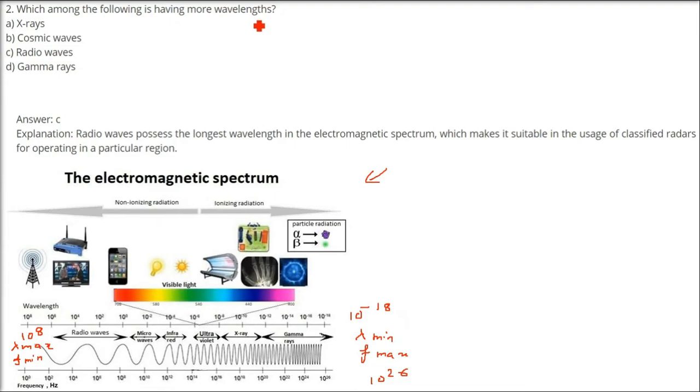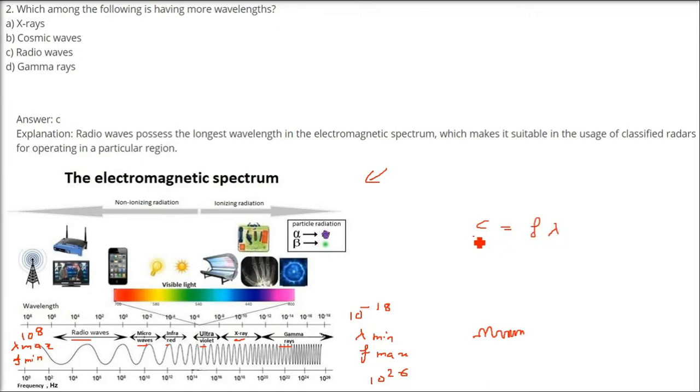So which among the following is having more wavelengths? So here you have radio waves, high wavelength, 10 to the power 8. Then comes microwaves, then infrared, ultraviolet, X-ray, gamma rays. The lambda or the wavelength is minimum. They are very small and very, very close. The frequency is quite high. So lambda minimum, F maximum. So radio wave possesses the longest wavelength.